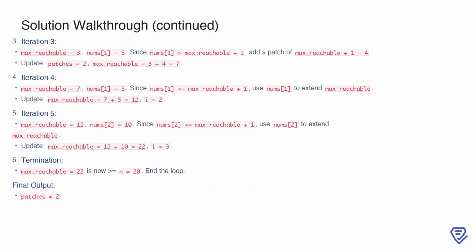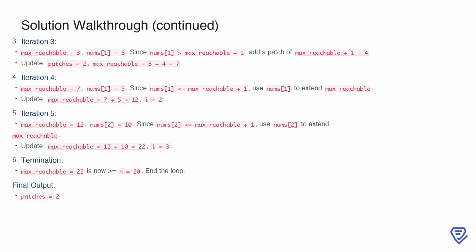Next, max_reachable is 3, and nums[1], which is 5, is still greater than max_reachable plus 1. So, we add another patch of max_reachable plus 1, which is 4. This brings the patches count to 2, and max_reachable is updated to 7. Now, nums[1] is less than or equal to max_reachable plus 1, so we use it to extend the range. Adding 5 to max_reachable gives a new value of 12, and we increment i to 2. In the fifth iteration, max_reachable is 12, and nums[2] is 10.